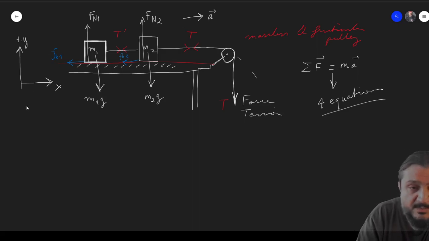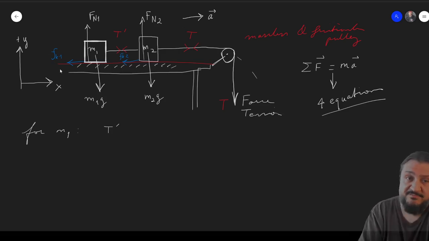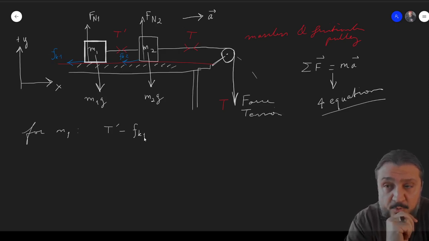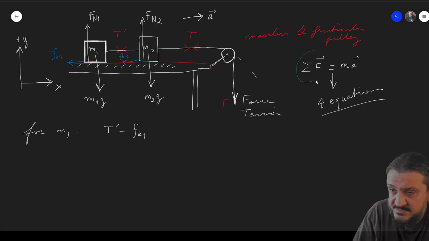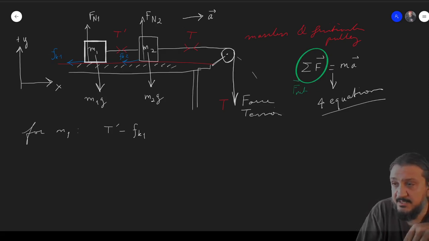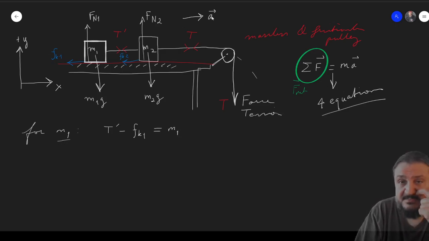So, look at M1 now. In the x direction, I have T prime to the right, therefore it goes with a positive sign. But in the negative x direction, which is to the left, I have the friction force, so it's negative Fk1. So that is the x component of the net force. Net force is, by definition, the sum. The x component of the net force is T prime minus Fk1 for M1, which has to be equal to mass times acceleration. Which mass? M1. M1 times acceleration.